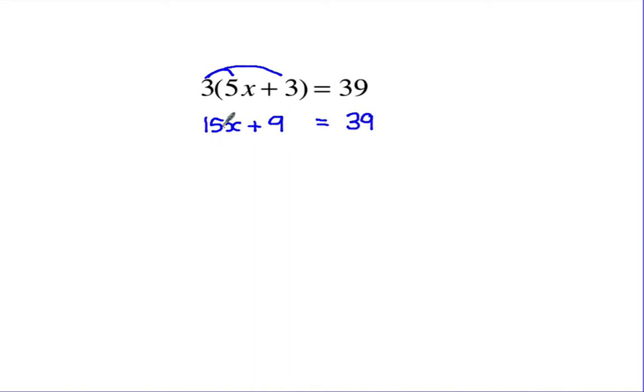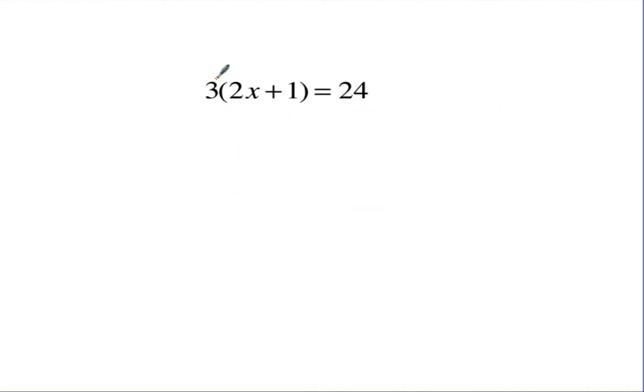So as before, I want to know what x is, so I'm going to take away this 9 to get rid of it from this side, and I'm going to do the same to the other side. So the plus 9 and the minus 9 have cancelled to leave me with just the 15x, and on the other side I've got 30. That's 15 lots of something is 30. Well, how many 15s go into 30? That is 2. And just like before, I can check that it's right. 5 lots of 2 is 10, plus 3 is 13 in the brackets. 3 lots of 13 gives me 39.